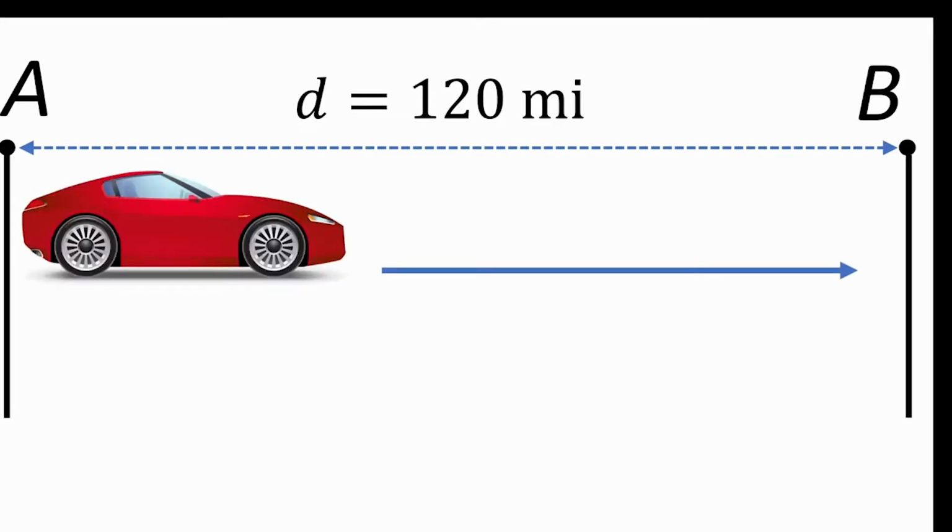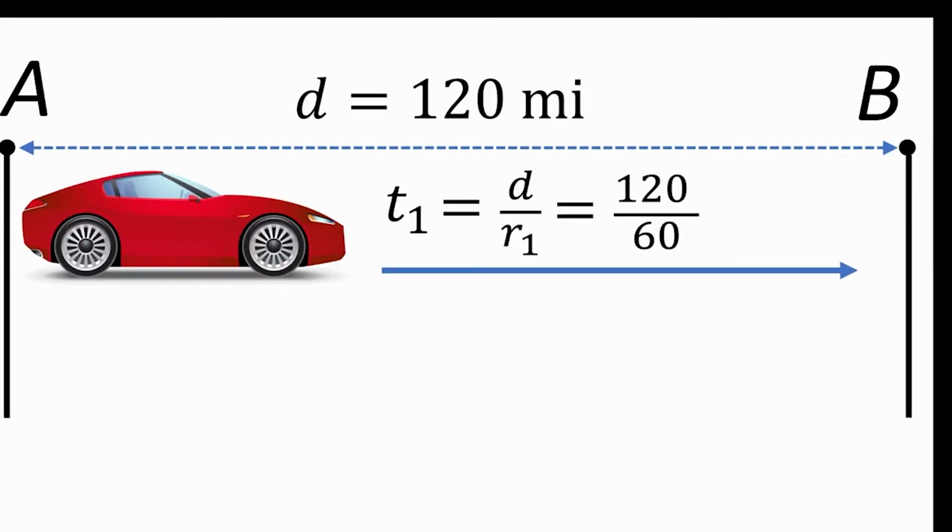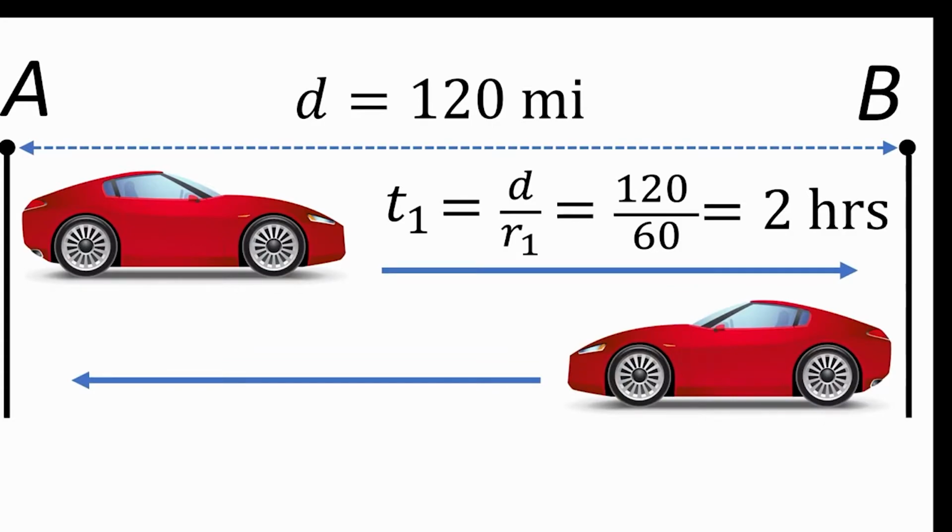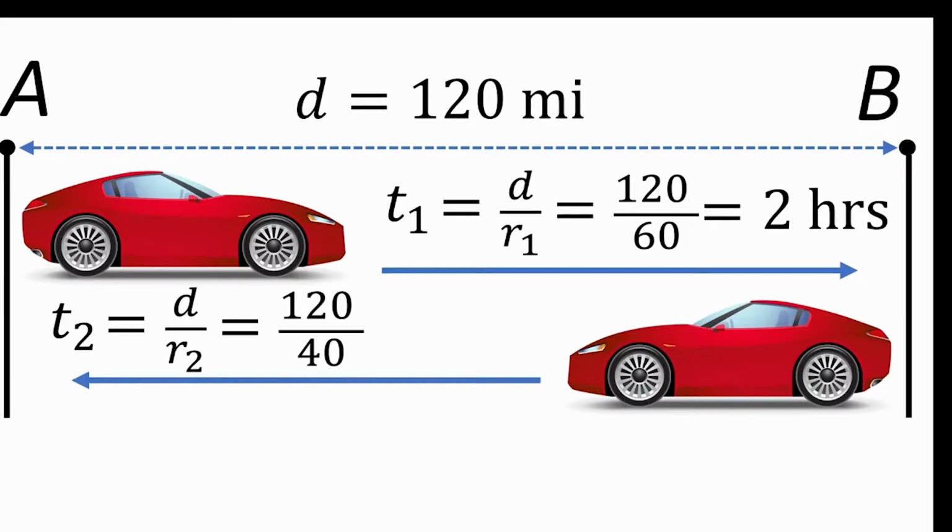Now we'll figure out how long it takes to go from point A to point B. We'll call that time t1, which is equal to the distance divided by the rate, or speed, and we'll call that r1. Plugging in our values, we get 120 over 60, which is 2 hours. Now let's get the time to go from point B back to point A. We'll call that t2, and using d over r2, we get 120 over 40, which is 3 hours. It makes sense that the slower speed requires more time.